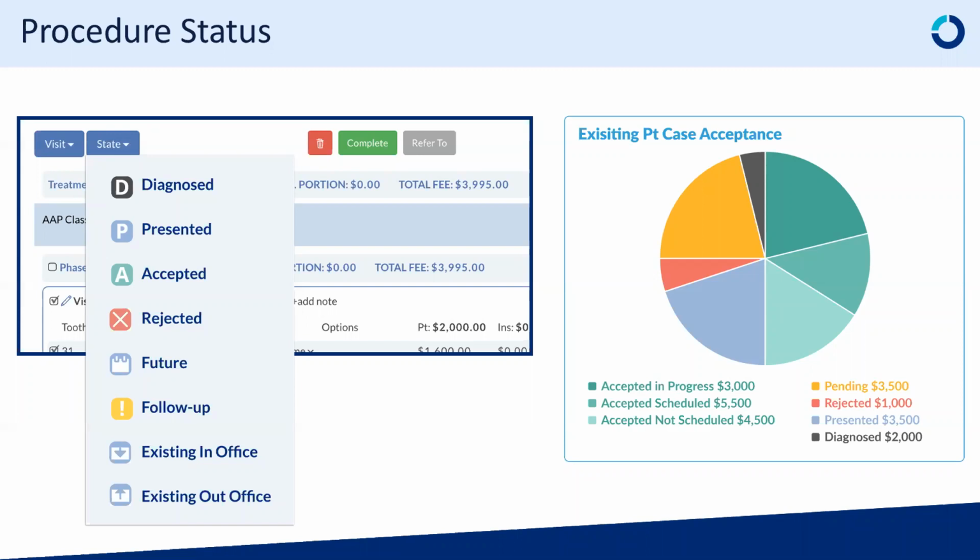And then the last two are existing in office and existing out of office. Those two statuses are used particularly for conversion. When you convert over from an older software, the existing in office are procedures that were done in the office, versus out of office, which are procedures that were added into the software from a different office. So these are particularly used for conversions. All those procedures show up in your acceptance rate that you see in here, and this is part of your dashboards.